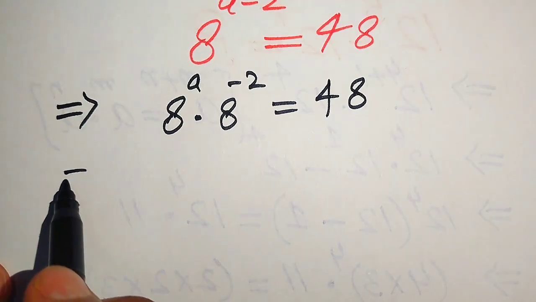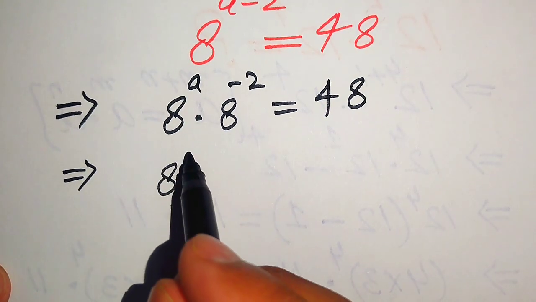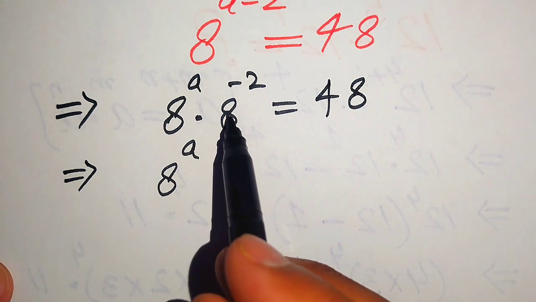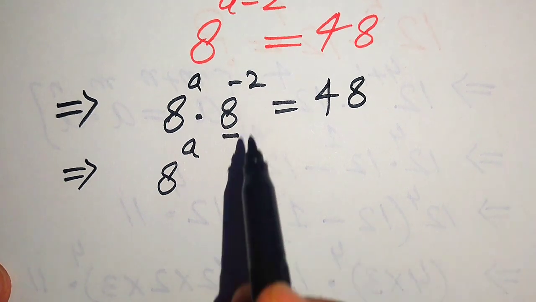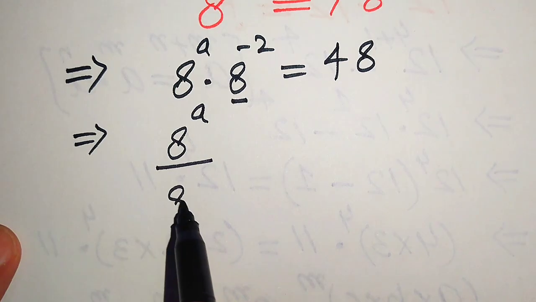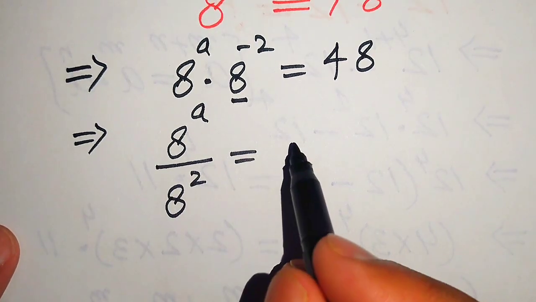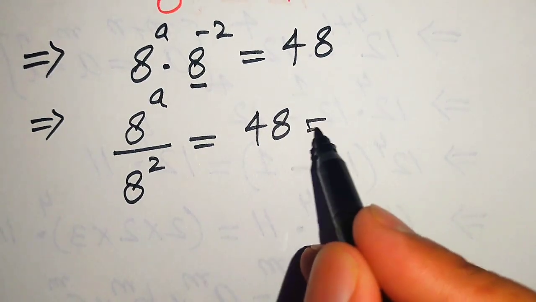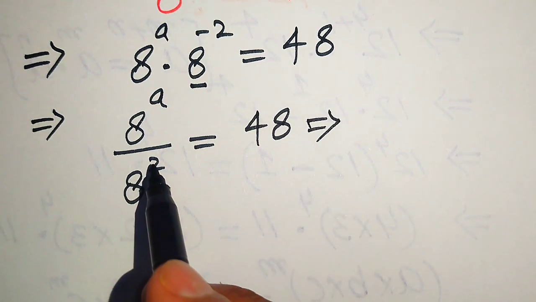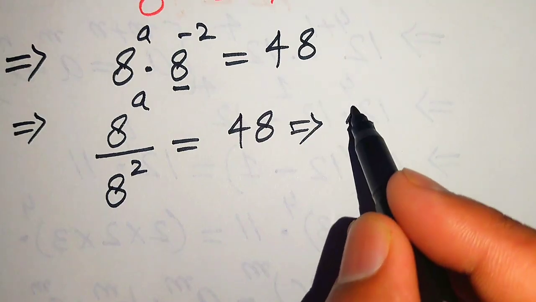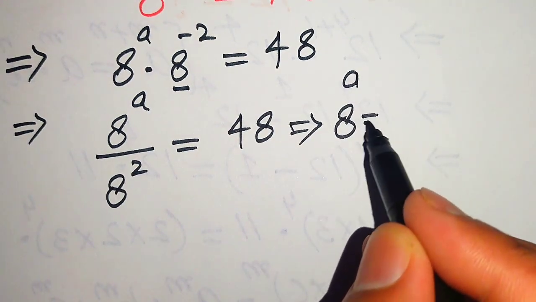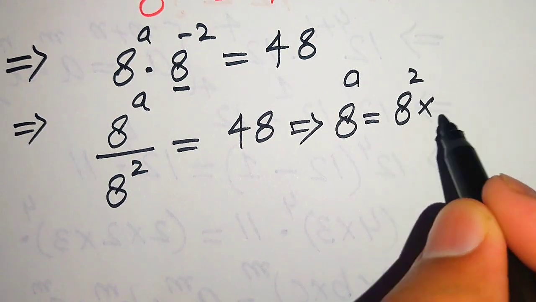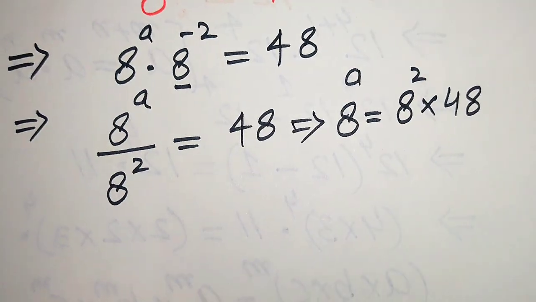And now in the next step, we have 8 to the power of a, and you see that the exponent of this 8 is minus 2. When we move it downside it will become 8 to the power of plus 2, and this equals 48. Now this term is divided on the left hand side. When we move it to the right hand side it is multiplied, and it becomes 8 to the power of a equals 8 square multiplied by 48.